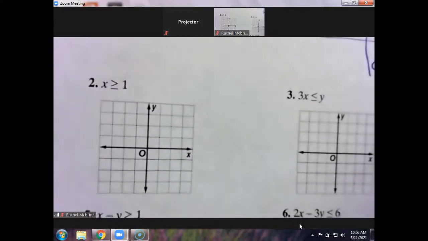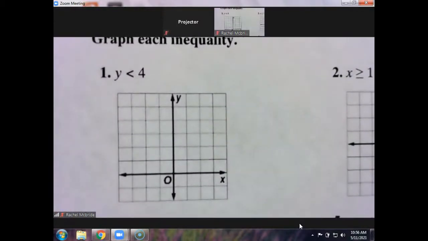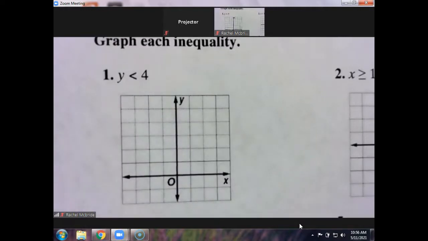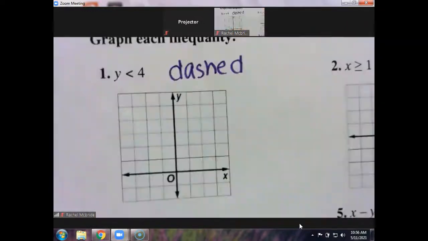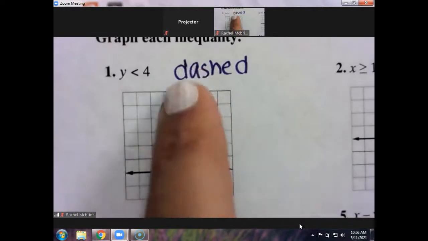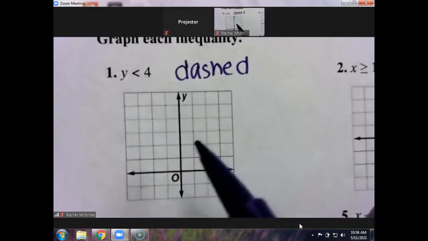So let's go over and look at example number 1. In example number 1, what type of line is y equals 4? What type of line is that? It is dashed. Excellent. So it's going to be dashed. What's my y-intercept? What's the point I plot on this line? What's my y-intercept? Madison? Good.